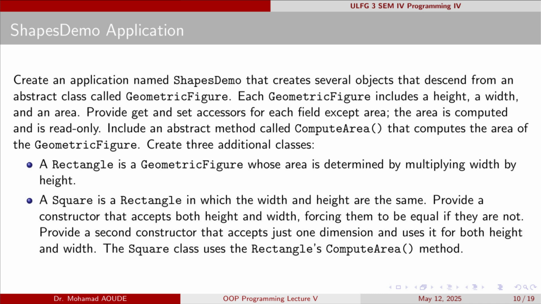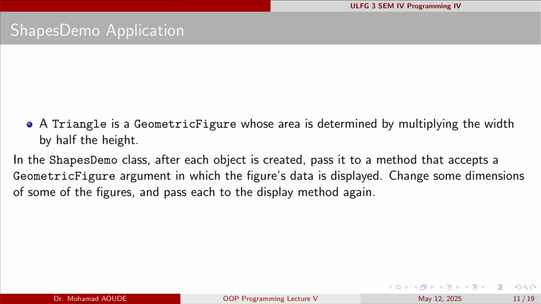Rectangle inherits from geometric figure and implements compute area as width times height. Square inherits from rectangle. It needs constructors to ensure width and height are always equal. It should use the rectangle's compute area method. This means square itself won't override compute area again. It will inherit the overridden version from rectangle. Triangle inherits directly from geometric figure and implements its compute area as width times half height.